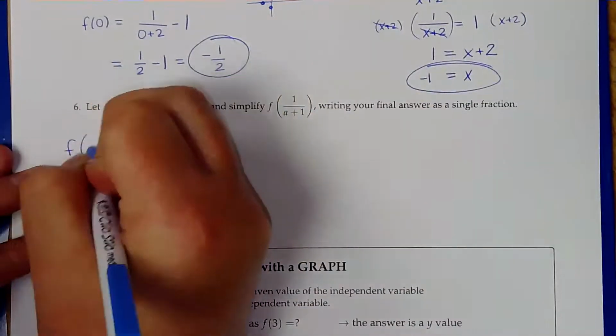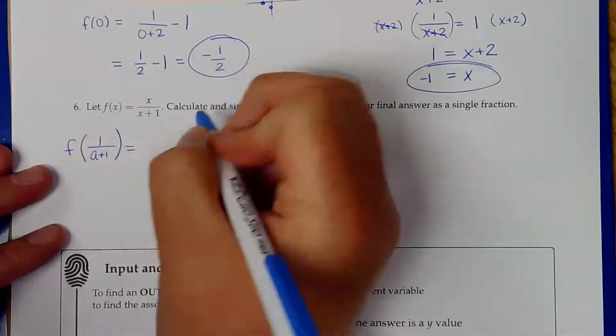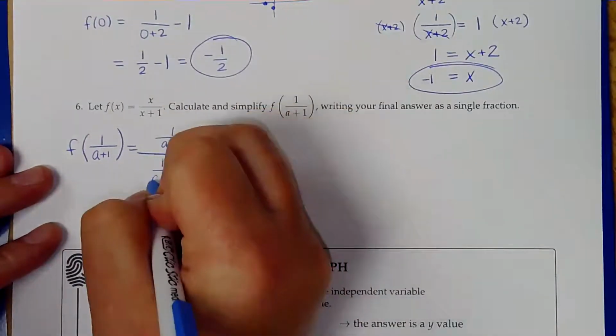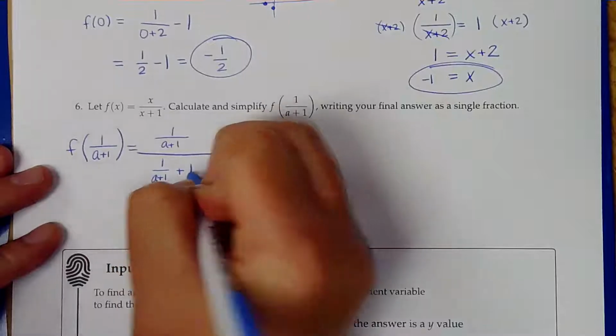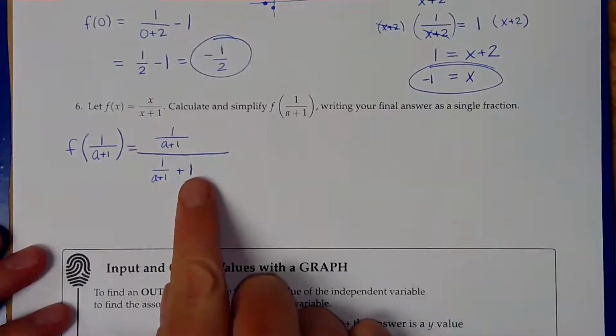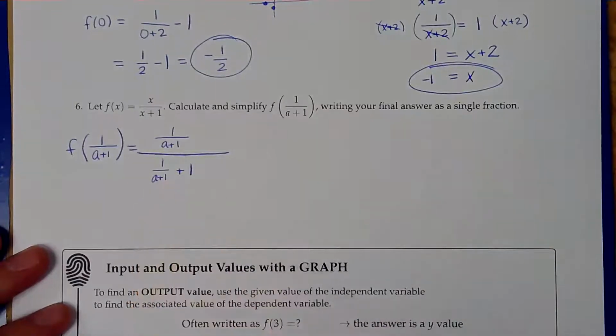So f of 1 over a plus 1, I'm going to replace this x with 1 over a plus 1. I'm going to put all of that over 1 over a plus 1 plus 1. Right, so that's what it looks like if I just plug it in. And that's certainly a good step right here. And we need to condense it down to just a single fraction, so something over something else. There's several different ways of doing this. One would be to create this to have the same denominator as these other pieces. I'm going to go a little different approach, and as long as you're still getting to the same place and you're using valid algebra, that's totally fine.